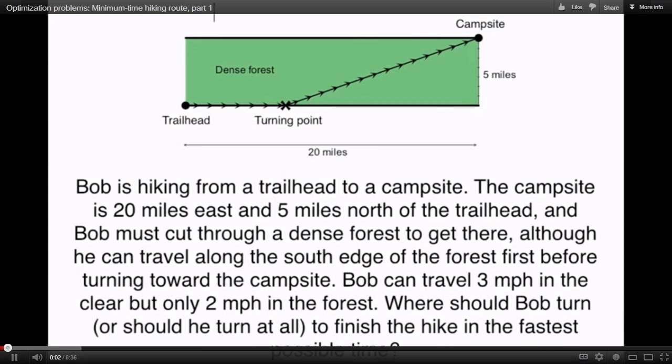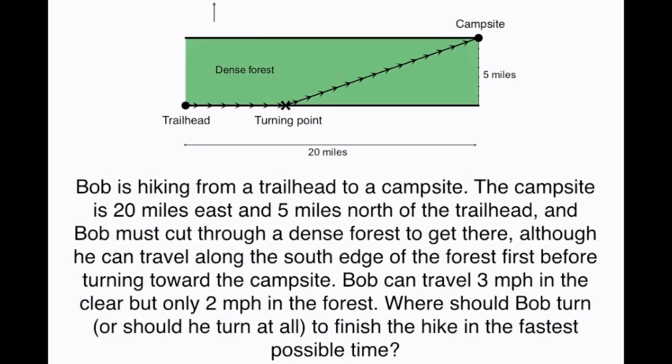Hello and welcome to this screencast where we're going to work a particular optimization problem. So Bob is hiking from a trailhead to a campsite. The campsite is 20 miles east and 5 miles north of the trailhead, as you see here in the diagram. And whichever way Bob goes, he has to cut through a dense forest to get there. And he can travel fairly fast on the edge of the forest, where it's in the clear, at 3 miles an hour. But anytime he's in the forest, he can only travel 2 miles an hour. So where should Bob turn, if he should turn at all, to finish the hike in the fastest possible time?